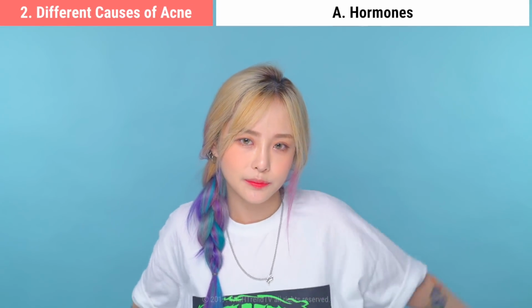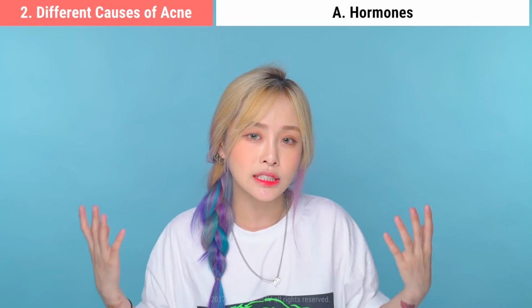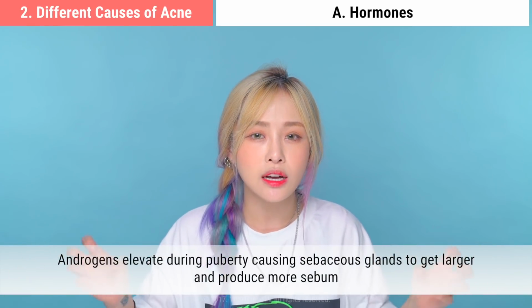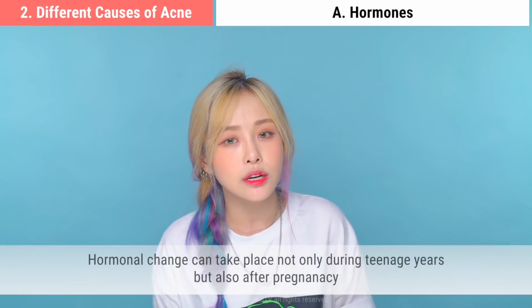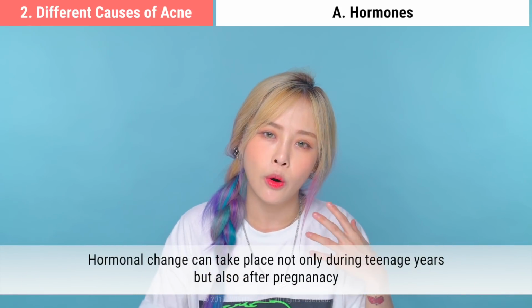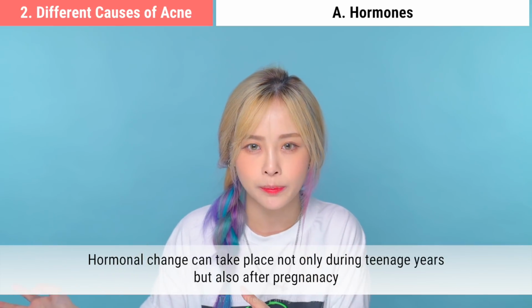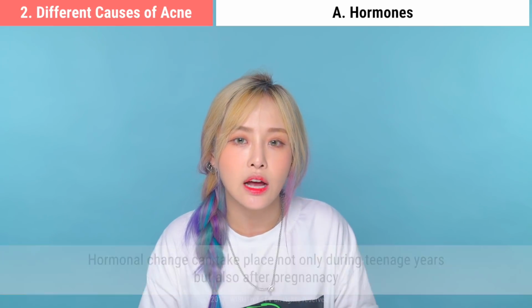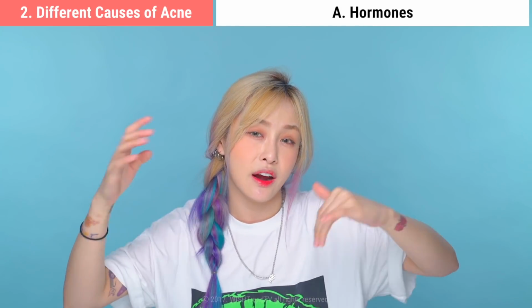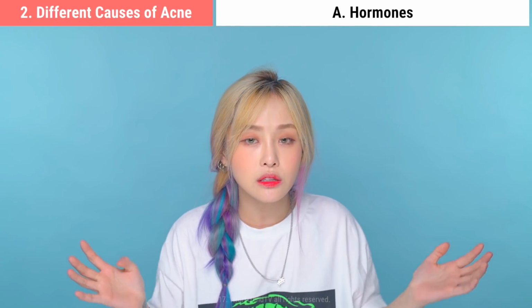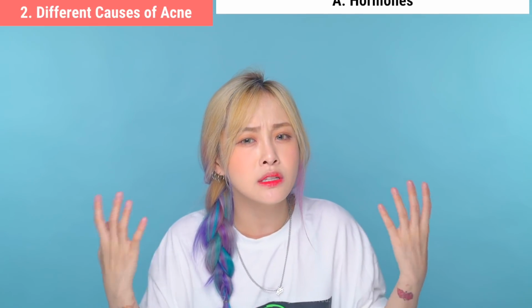A, hormones. So like I have mentioned, androgens elevate during puberty, which causes glands to expand and produce more sebum. Hormonal changes also occur after pregnancy or before and after using birth control pills. The blend of oil and cells allow bacteria that live on the surface to grow inside the hair follicle openings. As a result, the pores are clogged and pimples develop.